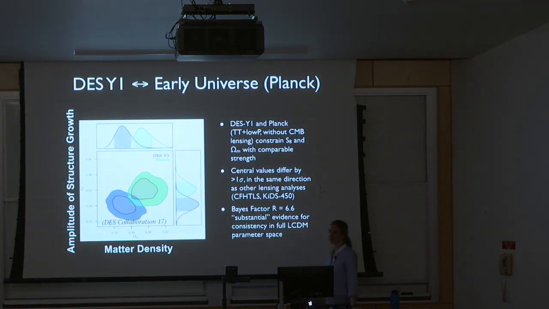Here's part of that answer. That is a projection, again, into our matter density, amplitude of structure growth parameter space. DES is combined, again, in blue. And these green contours here are Planck TT plus low P, for those who care. So excluding CMB lensing to really isolate the contrast between early and late universe.